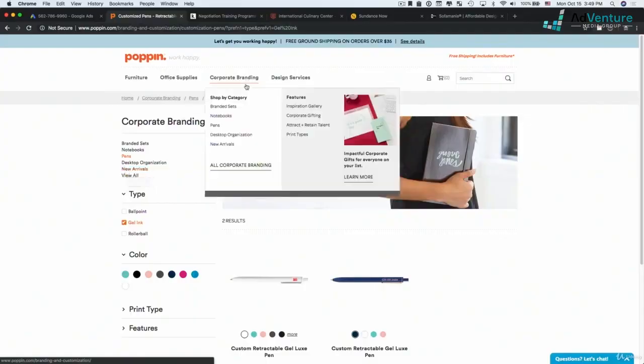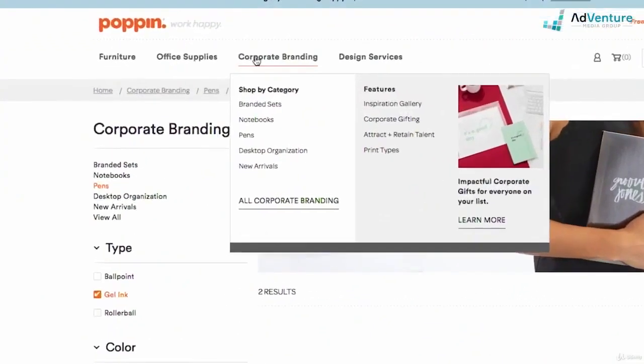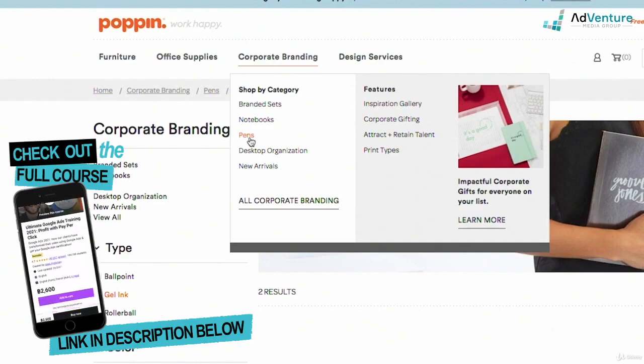What I'm saying is that I think that for the campaign structure here, it would be appropriate to have, let's say, corporate branding at the top as a campaign, and then just pens as an ad group, and users could then find whether they want gel ink, ballpoint, or rollerball pens.